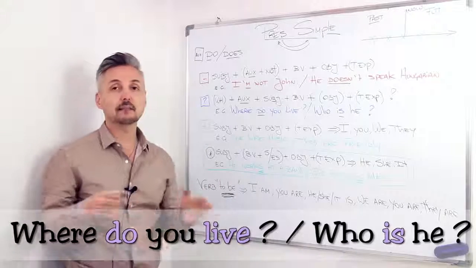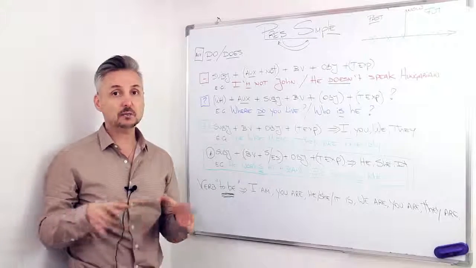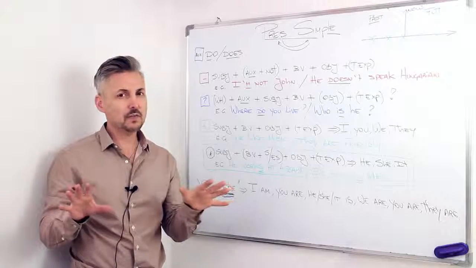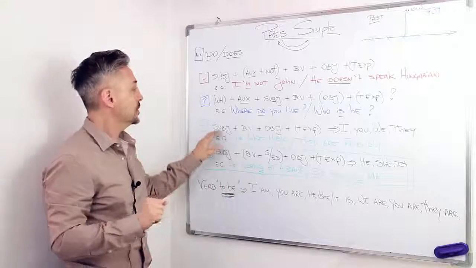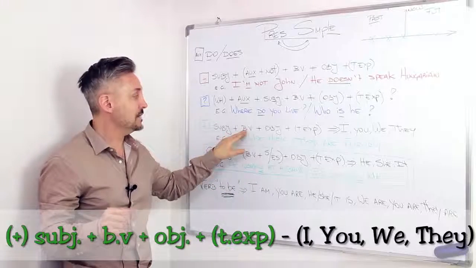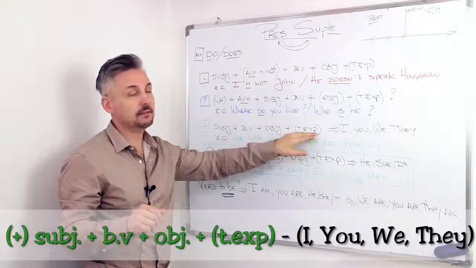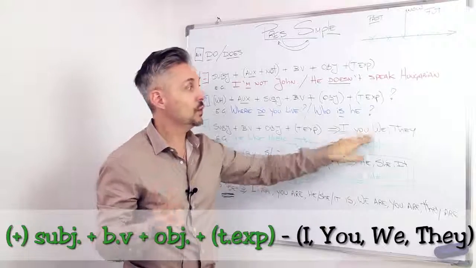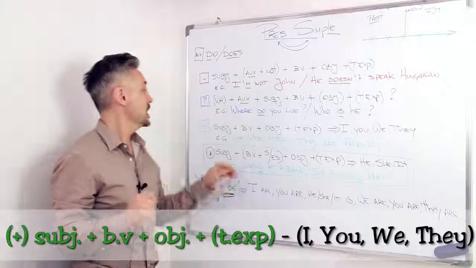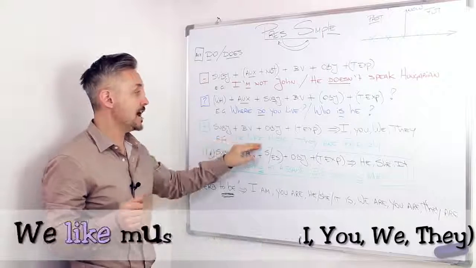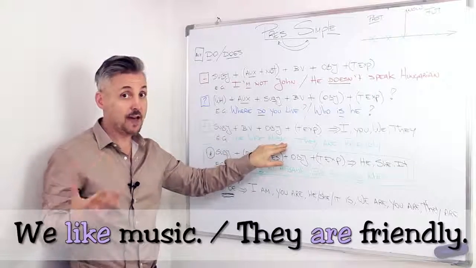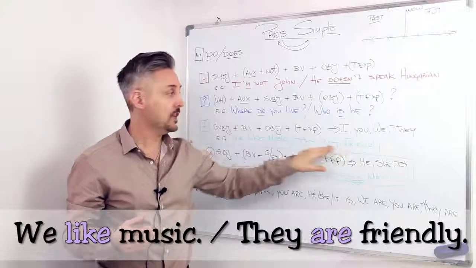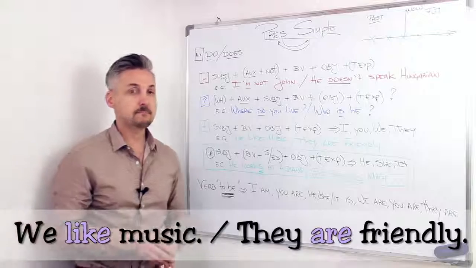Now, if we look at the most important sentence here, because we have the third person singular, which changes, let's start first with the easiest one. So, the subject, then the base of the verb, then the object, and then the time expression sometimes. This refers to I, you, we, and they only. So, the example, we like music. If we have an example with the verb to be, they are friendly. They are friendly. So that's it.